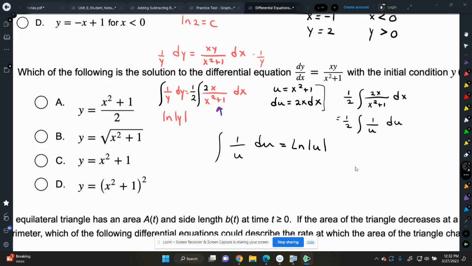Because what does du equal? du equals 2x dx. So here's my u right here, x squared plus 1. So 1 over u times du. Well, du is 2x dx. Does everybody understand that? Okay. Yes.